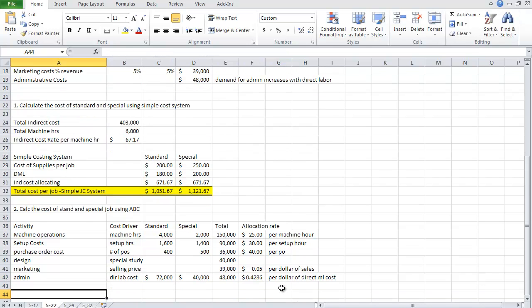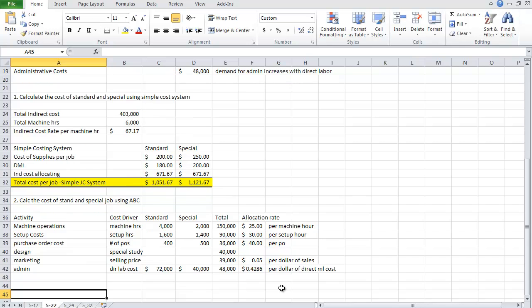Now we can use this information to calculate the costs of those jobs. So in our step 2 here, where we actually have to calculate the cost of the jobs, we are going to start with the cost of supplies. So we have standard, and we have special. Our first category is supplies.